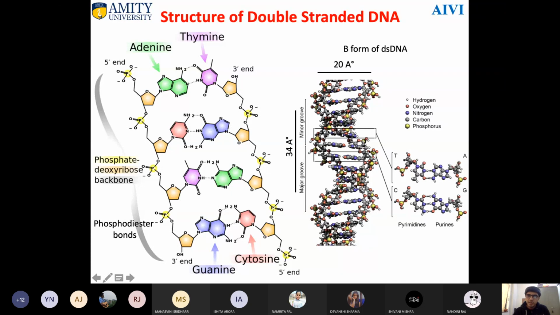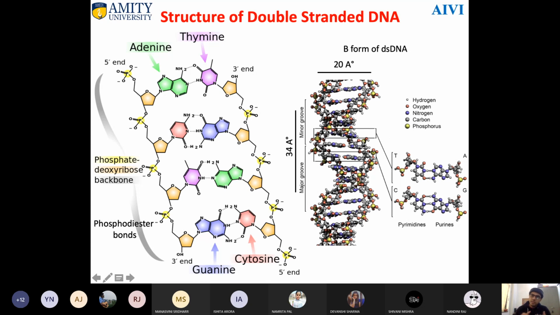The small notch we call the minor groove, and the big notch we call the major groove. So the major groove is going to have a greater width, the minor groove a smaller width, and these grooves are going to run alternately. So minor groove, major groove, and both grooves combined together lead to one twist, one turn or one cycle. The length of one twist, one turn, is going to be 34 angstrom, which is the unit length, and the width, the diameter, is going to be 20 angstrom.